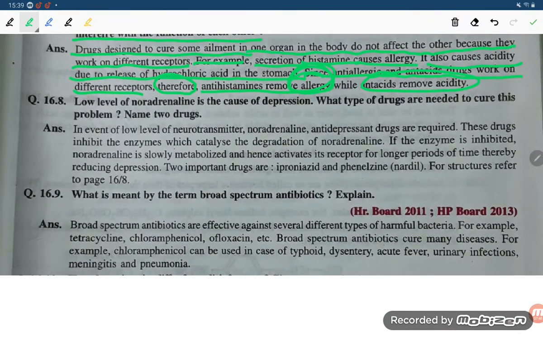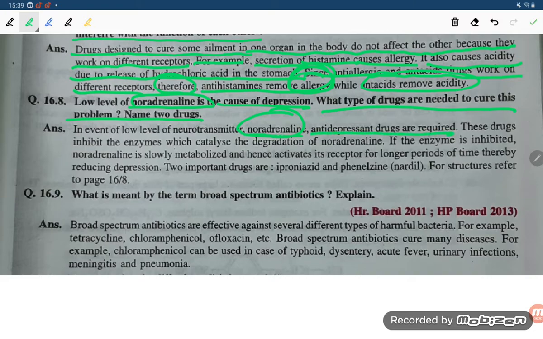Now let us have a look over question number 8. Low level of noradrenaline is a cause of depression. Okay, so depression is caused by a low level of noradrenaline. What type of drugs are needed to cure this problem? Name two drugs. Now if you talk about noradrenaline, student, for this low level of noradrenaline, an antidepressant drug is required.